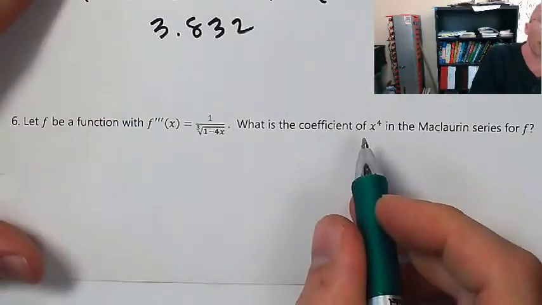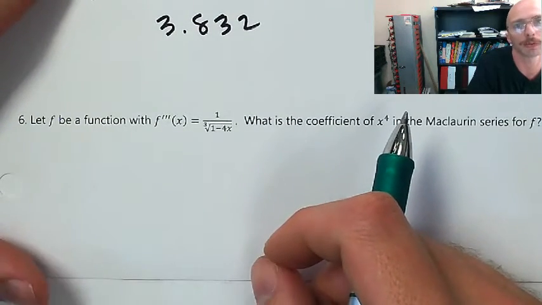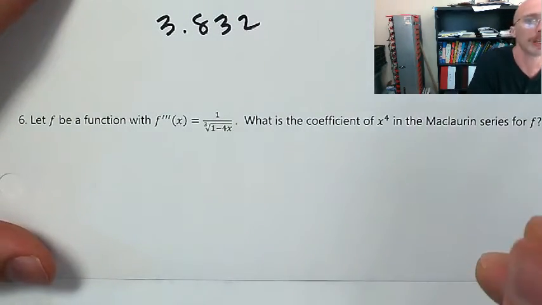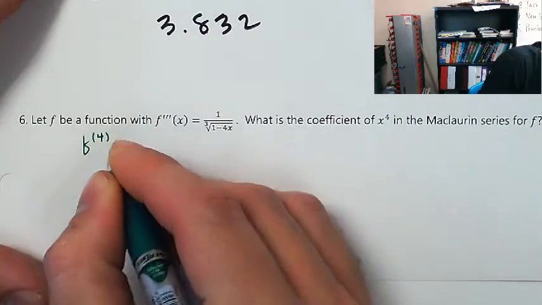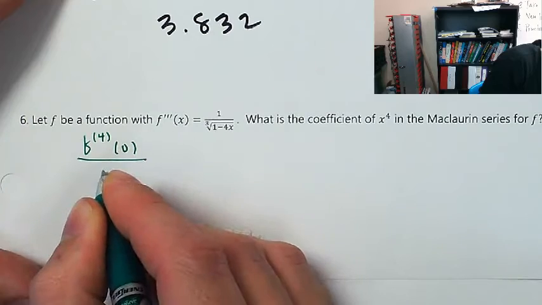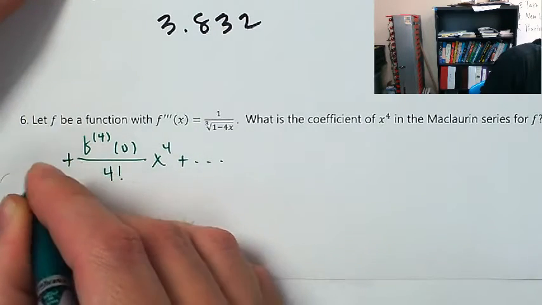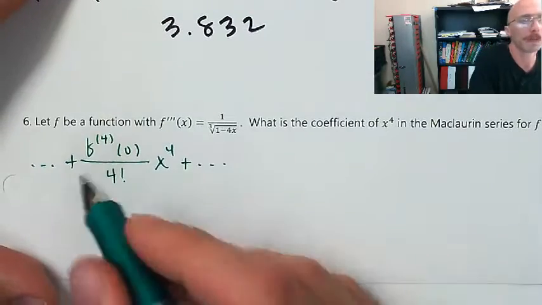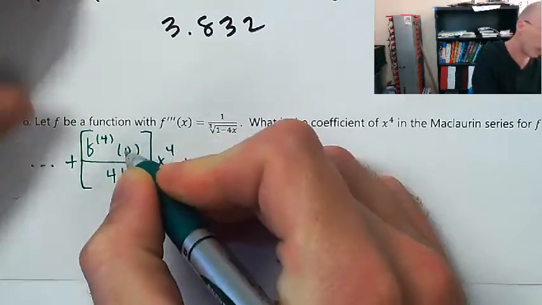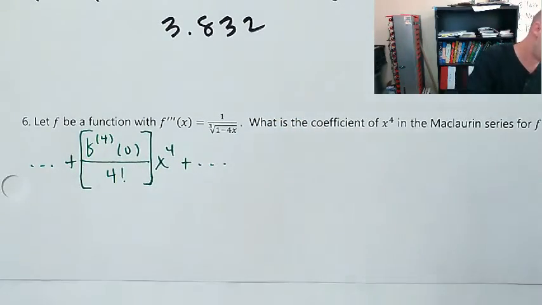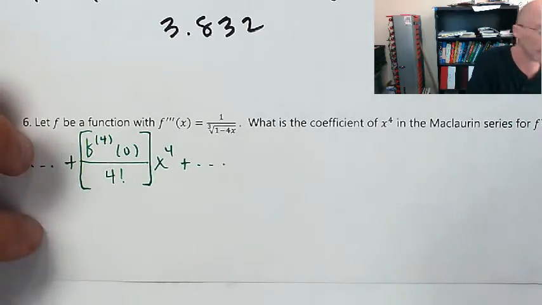We know that the Maclaurin series is f of 0 plus f prime of 0 times x, f double prime divided by 2 factorial x squared, you know. But then when we get to x to the fourth, we want f's fourth derivative evaluated at 0, divided by 4 factorial, x to the 4. There's going to be a bunch of terms after it and a bunch of terms before it. So the coefficient is this thing that I'm going to be boxing off here. It's f's fourth derivative divided by 4 factorial. So we're going to need to take the derivative of f triple prime. That's why they gave you f triple prime, so that you would take the derivative of it.